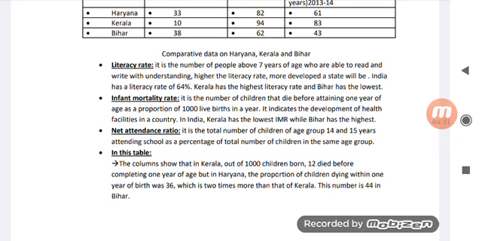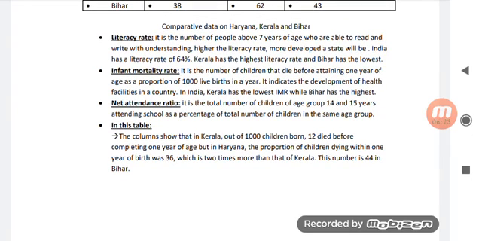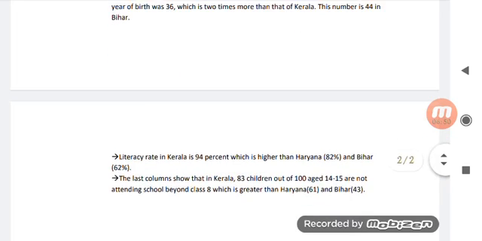In this table, the columns show that in Kerala, out of 1000 children born, 12 died before completing 1 year of age, but in Haryana, the proportion of children dying within 1 year of birth was 36, which is 3 times more than that of Kerala. This number is 44 in Bihar.